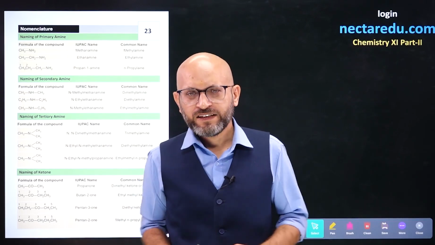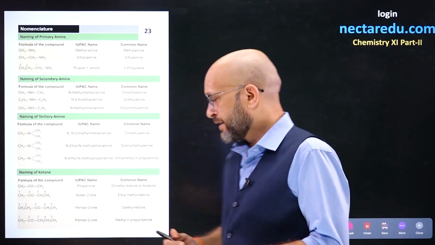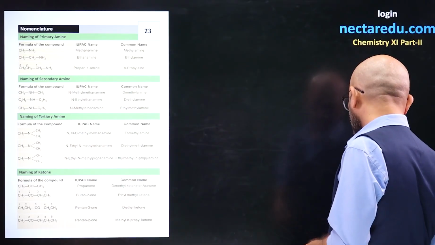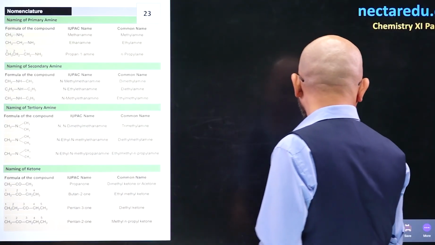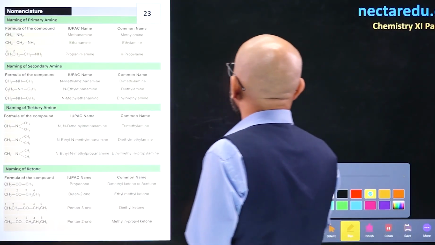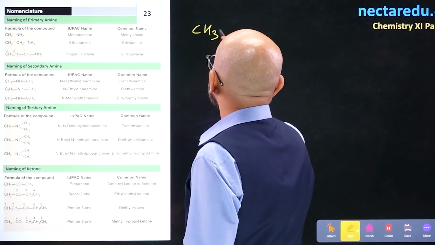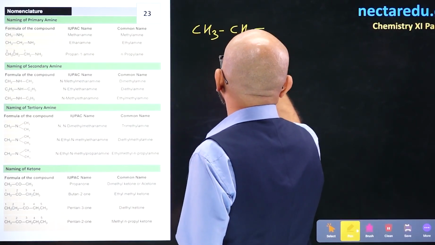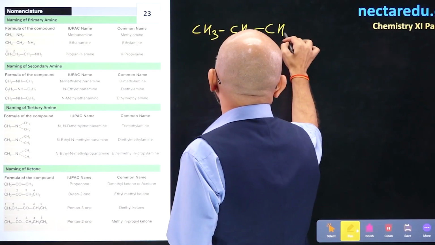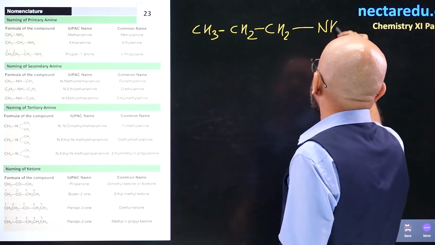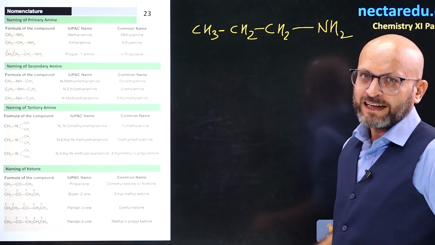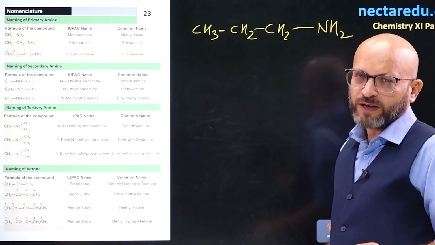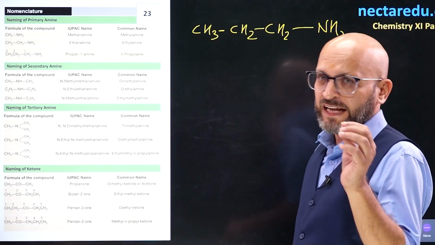So the naming of amines we are going to discuss. How many types of amines do we have? We have specifically 3 types of amine: 1 degree amine, 2 degree amine and 3 degree amine. 1 degree amines are those in which we have an NH2 group, 2 degree amines have an NH group, and in 3 degree amine we will have N.